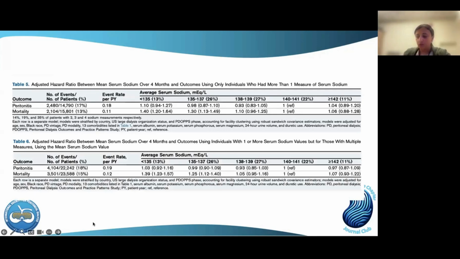And similar results to the main analysis were observed when the sodium level was averaged over 4 months rather than just seeing one-time value.